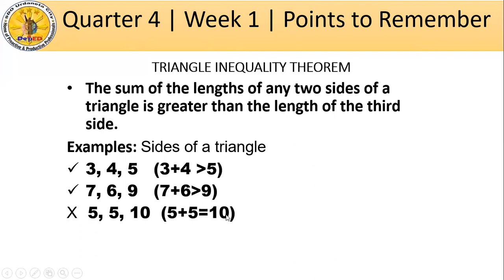And 10 is equal to 10. According to our triangle inequality theorem, the sum must be greater than the third side. And for the last example, 4, 2, and 7. 4 plus 2 is 6. 6 is less than 7. Therefore, this could also not be a possible measure of the sides of a triangle because it is less than.